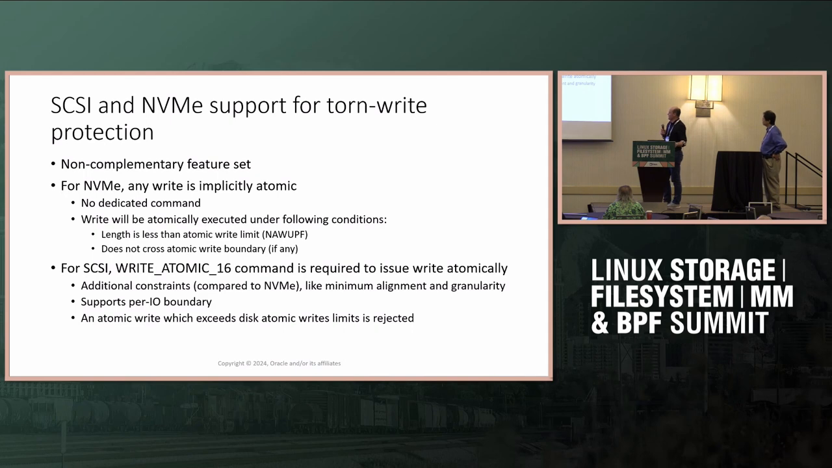But anyway, for SCSI, there is a dedicated command, write atomic 16. There's another one called 32, which is related to protection information as well. So it has some extra constraints compared to NVMe, like a minimum granularity or alignment. Some people say that they're the same thing, depending on how you look at it. So SCSI does have a per I/O boundary, which means that IOs can be split atomically per I/O. We're not interested in using that in my proposed solution. And one of the good aspects, maybe people don't think it, is that an atomic write which exceeds the disk limits is actually rejected or errors. Okay. So as I said, for NVMe, you wouldn't know. So maybe, I don't know.